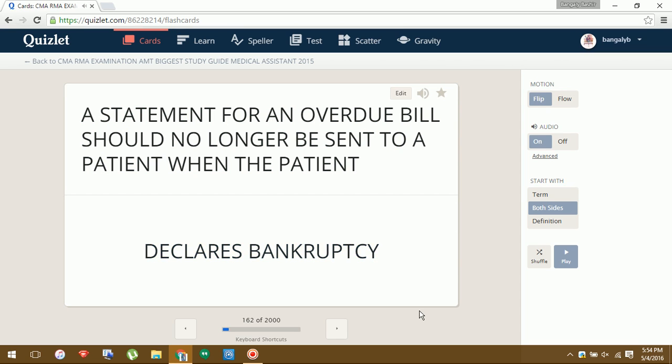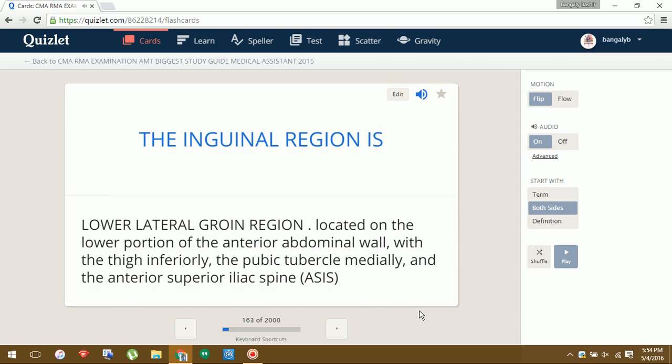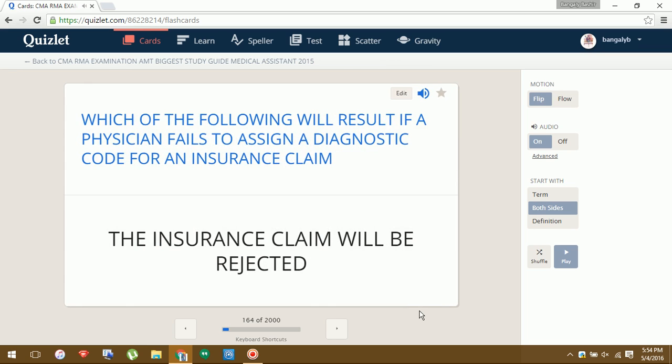declares bankruptcy. The inguinal region is the lower lateral groin region, located on the lower portion of the anterior abdominal wall, with the thigh inferiorly, the pubic tubercle medially, and the anterior superior iliac spine. Which of the following will result if a physician fails to assign a diagnostic code for an insurance claim? The insurance claim will be rejected.